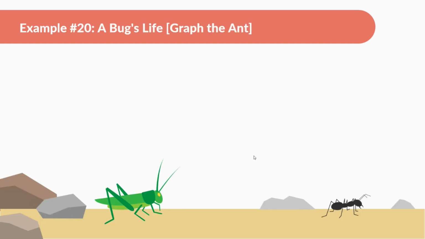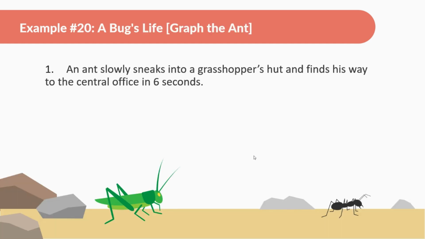Okay, let's do this. A Bug's Life. An ant slowly sneaks into a grasshopper house and finds his way to the central office in 6 seconds. So again, we're doing a shallow slope here from 0 to 6 seconds.